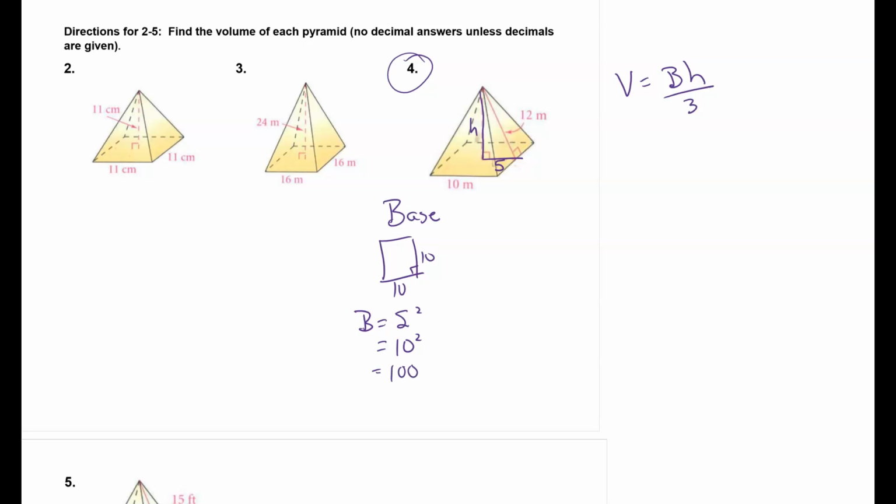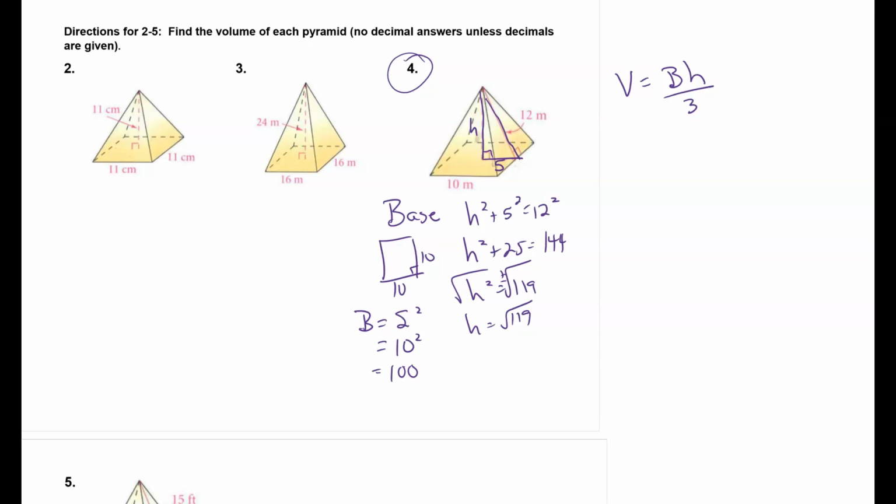I have to calculate the height, and I'm going to use the fact that the apothem of the base, the height, and the slant height make a right triangle, and we're going to use the Pythagorean theorem. So height squared, or leg squared, right, because it's a right triangle, plus a leg squared equals the hypotenuse squared. So height squared plus 25 is equal to 144. Subtract the 25, height squared is equal to 119. If you take the square root of that, it is not simplifiable, so it's just the square root of 119.